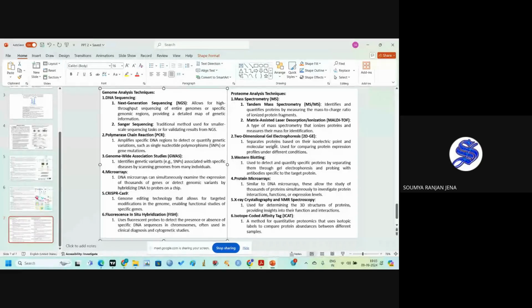Then two-dimensional gel electrophoresis. In two-dimensional gel electrophoresis, we separate the proteins based on their isoelectric point. What is isoelectric point? Where the net charge of the protein is zero, that is equal number of positive charge and negative charge at a particular pH, and molecular weight, used for comparing protein expression profiles under different conditions. This two-dimensional gel is also used to know the protein profile at particular conditions.